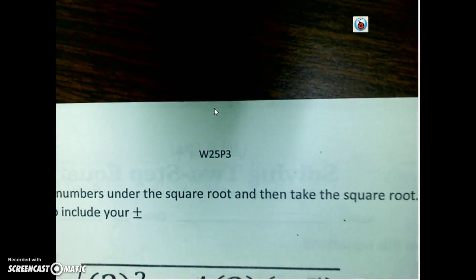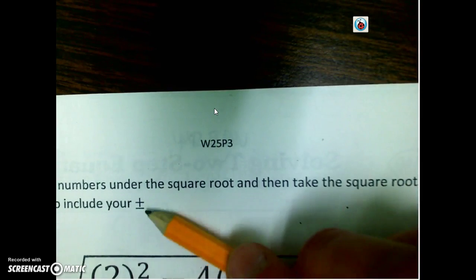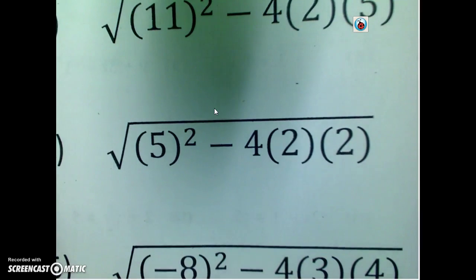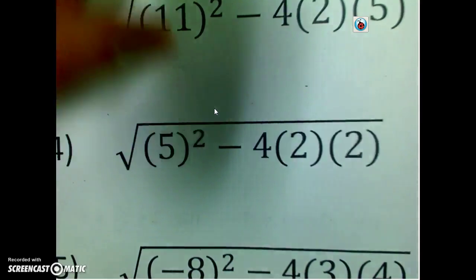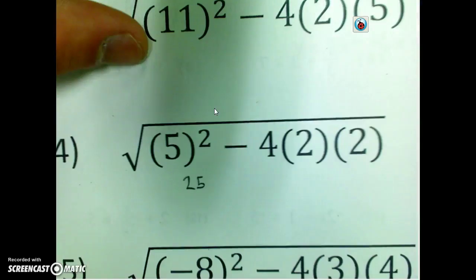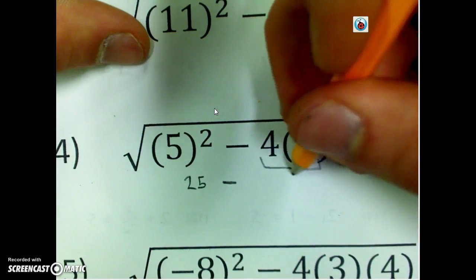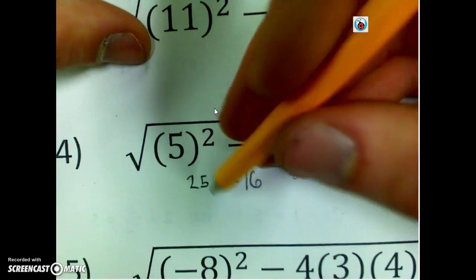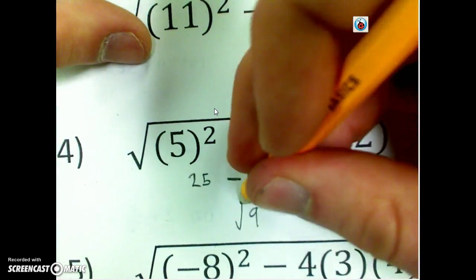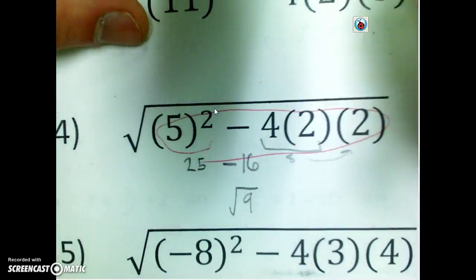Alright, so week 25, page 3, is going to have us simplifying the number under the square roots and taking our squares, and not forgetting to put our plus or minus in here. So let's go on down here to number 4. Let's simplify the number under the square root. Well, 5 squared gives us 25. Now I need to subtract 4 times 2 times 4, which is 4 times 8, or 32. Wait, the 25 minus 16 tells me that the number I'm really taking the square root of is a 9.